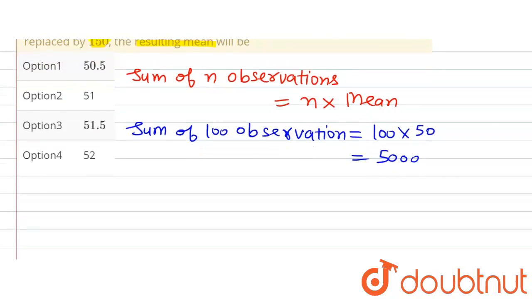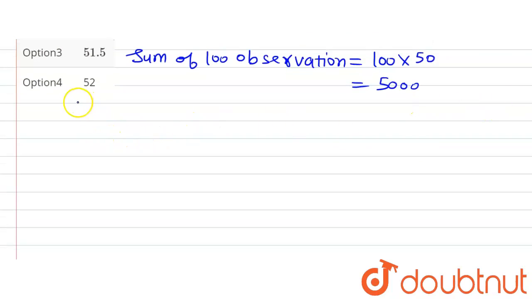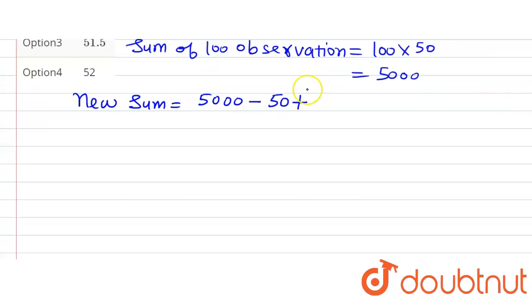Now there was a term which was 50 and it is replaced by 150, so the sum will change. The new sum will be the sum of 100 observations, where the term 50 has been removed and another observation, which is 150, has been added. So the new sum will be 5000 plus 100. So this will give us 5100. So this is the new sum.